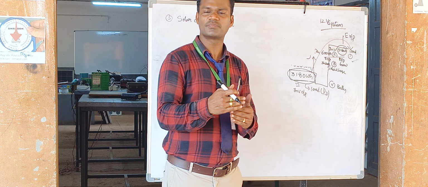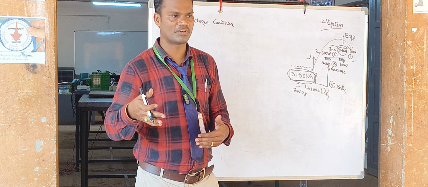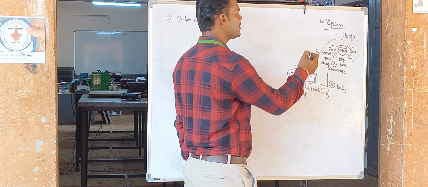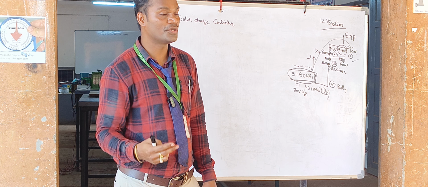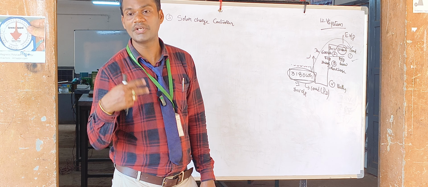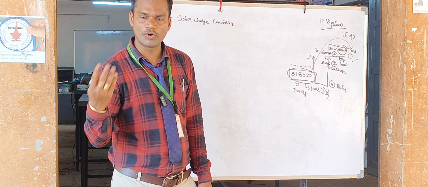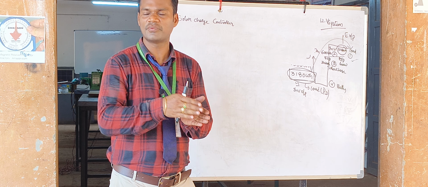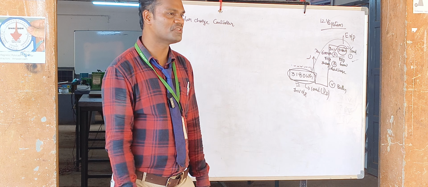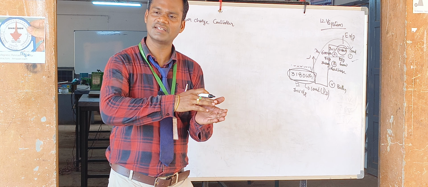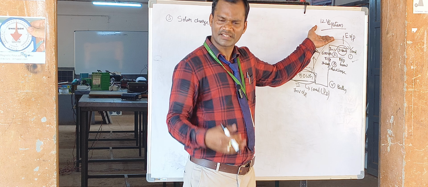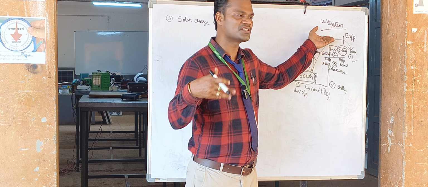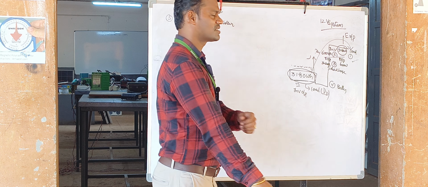If the power rating is more than 1 kilowatt, I mean 1 kilowatt to 5 kilowatt, then you can select the system voltage as 12 into 2, that is 24 volts. If it is from 5 kilowatt to 10 kilowatt, then you can go with 36. If it's more than 10 kilowatt, then the system voltage is 48 volts. Like that, depending upon the wattage of the power rating, you can select your system voltage.